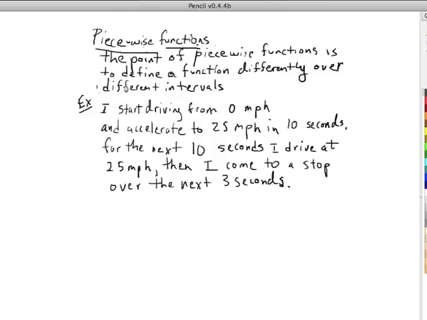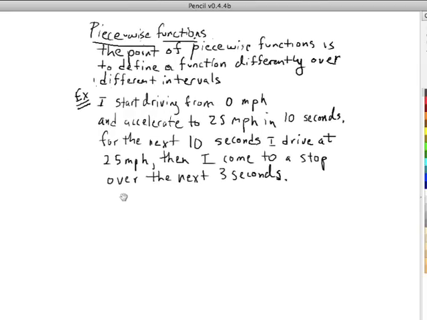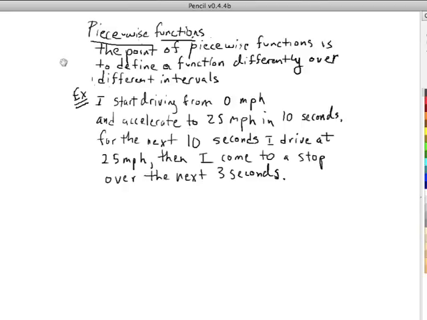Piecewise functions. The point of piecewise functions is to define a function differently over different intervals. And here's a better example than the one I did in class. I start driving from 0 miles per hour, so I'm at rest, and I accelerate to 25 miles per hour in 10 seconds. Okay, so this shouldn't be too hard to imagine.